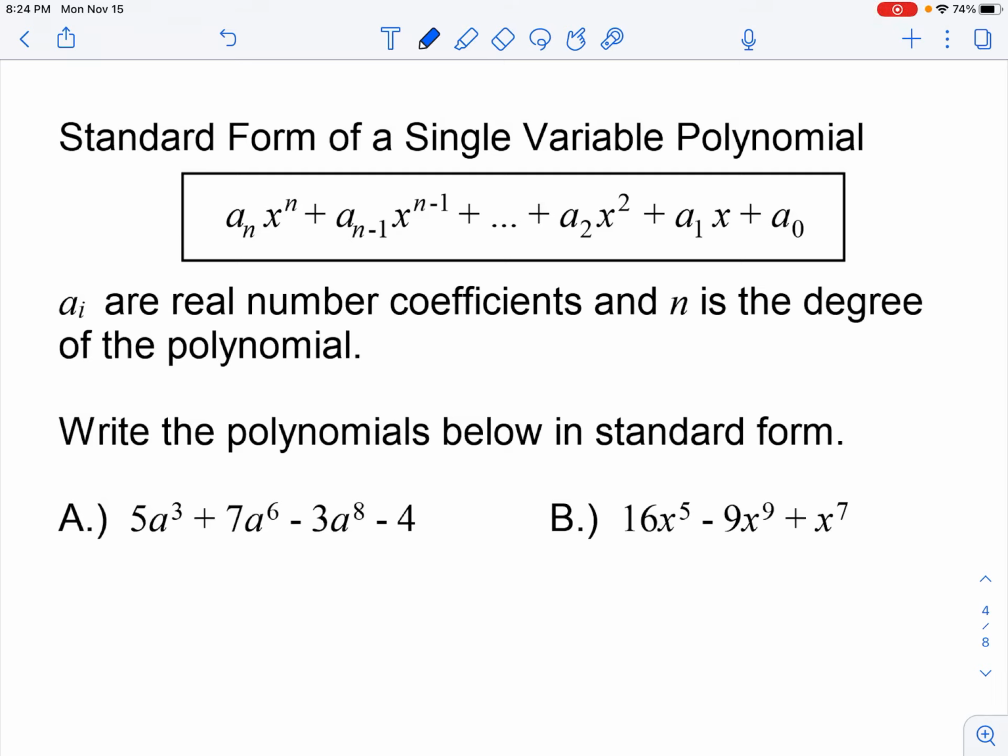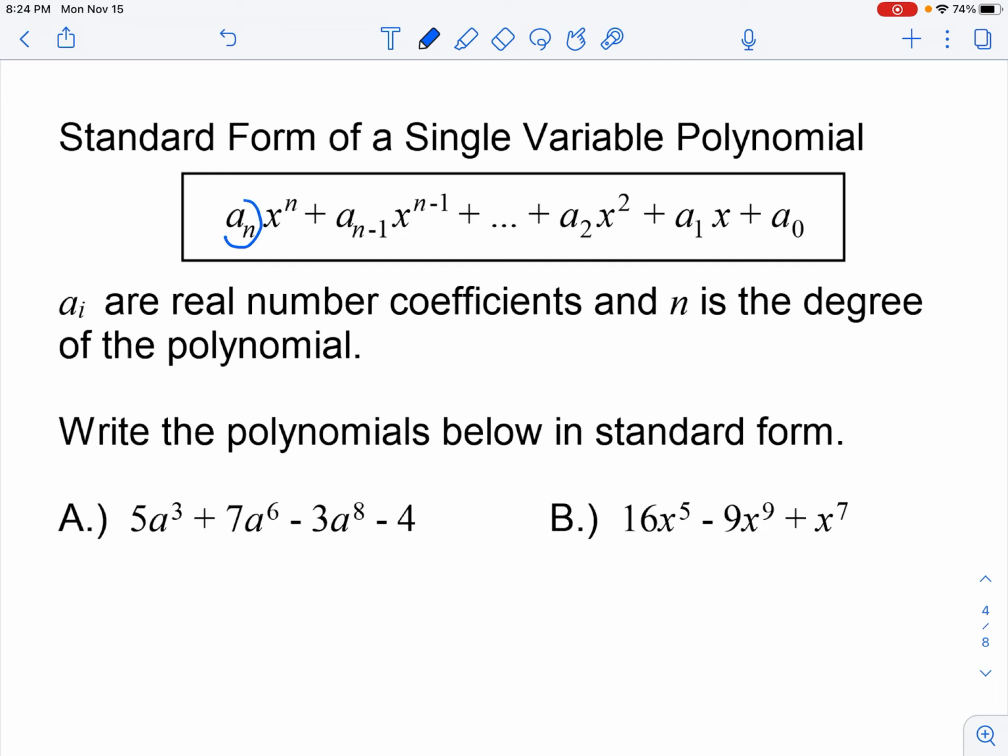All right, so next up is looking at what's called standard form of a single variable polynomial expression. Okay, now we've looked at standard form of linear equations. We've looked at standard form of absolute value functions. Now let's take a look at standard form of a polynomial. Okay, now this is going to look very intimidating at first.